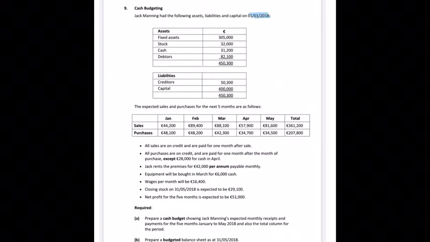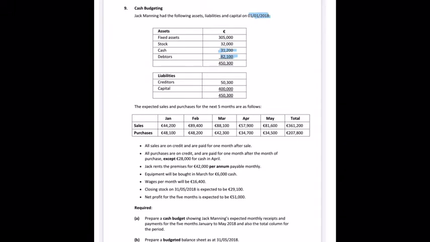He's got fixed assets of €305,000, stock of €32,000, cash €31,200, and that cash figure there is actually going to be our opening cash figure. He also has debtors of 82,100, and the debtors figure is going to be the first month of money coming in. Okay, so we are owed €82,100 from sales that took place last year. So we are owed that money and we're going to be paid that in January.